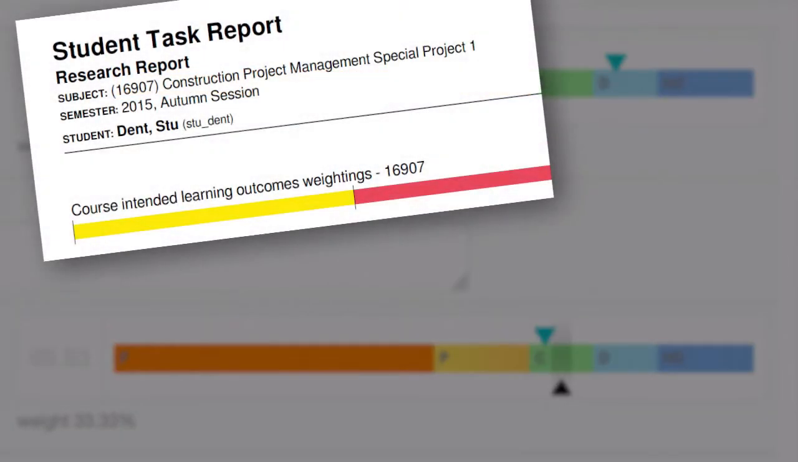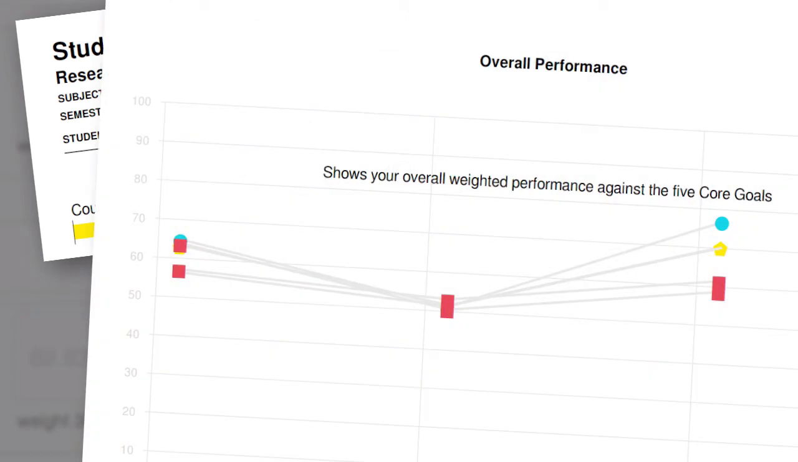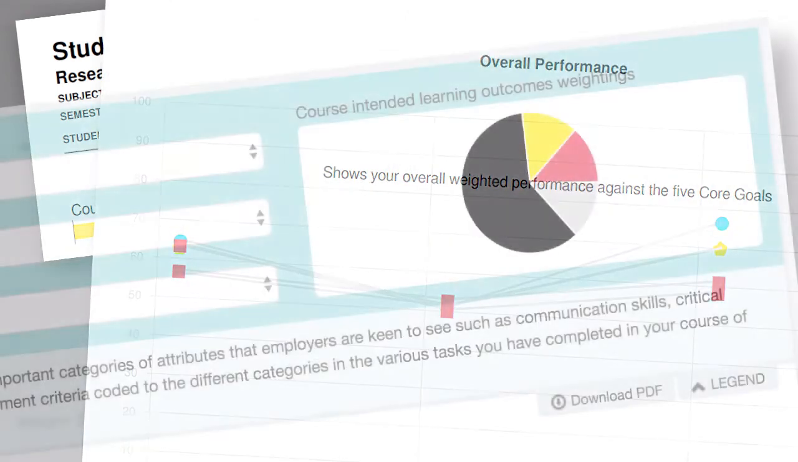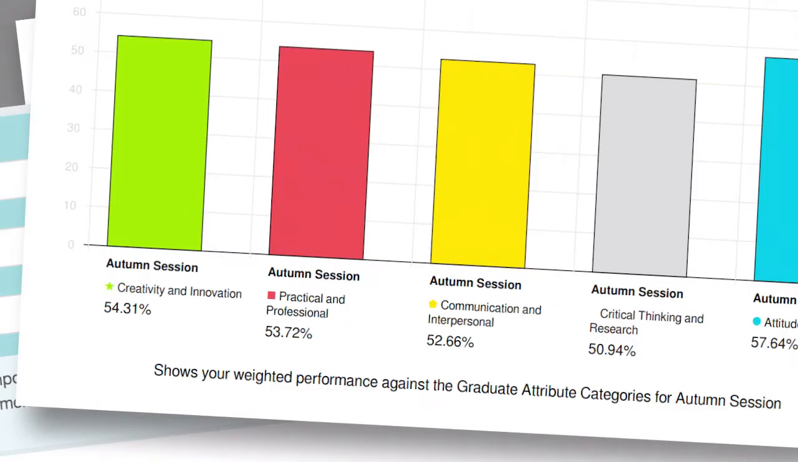And finally, they can get a printout, a PDF of their actual progress or results in a pie chart or a graph form, and they can show that to potential employers.